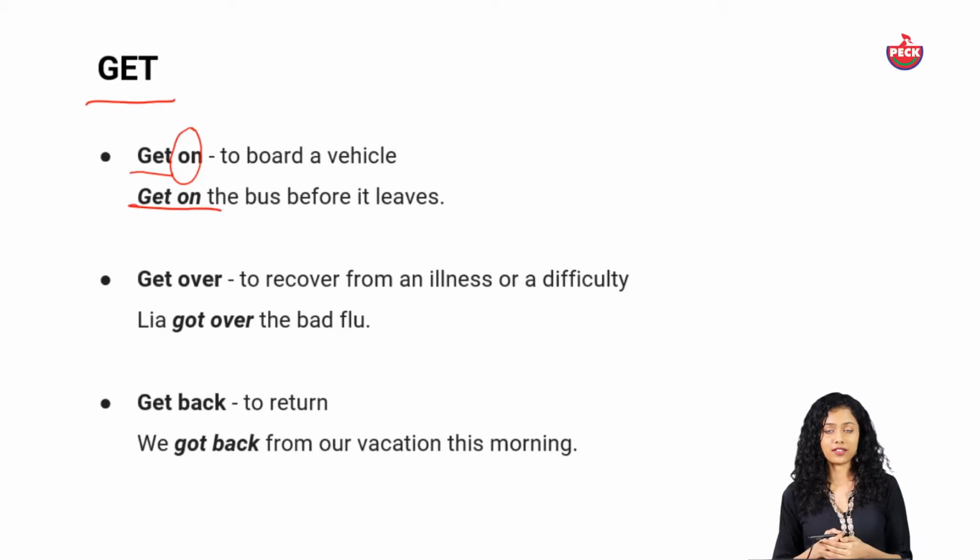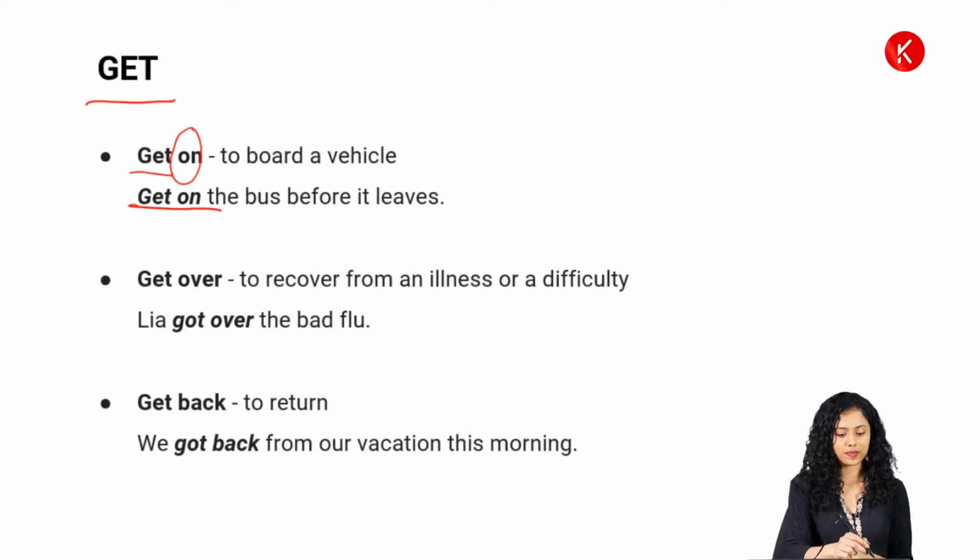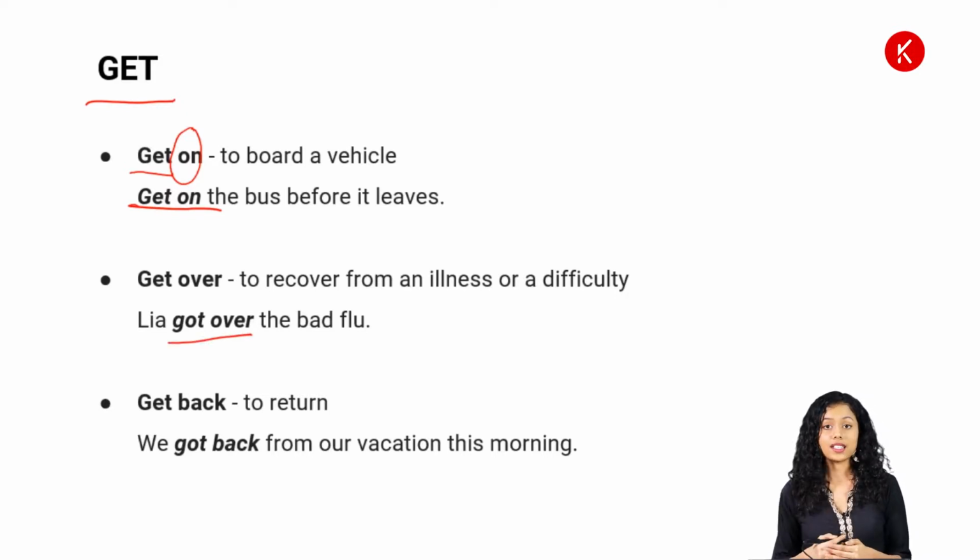The next phrasal verb is get over. Now what does get over mean? It means to recover from an illness or a difficulty. Leah got over the bad flu, meaning she got better. She was sick and she recovered. Get back means to return from somewhere. We got back from our vacation this morning, means we returned from our vacation this morning.